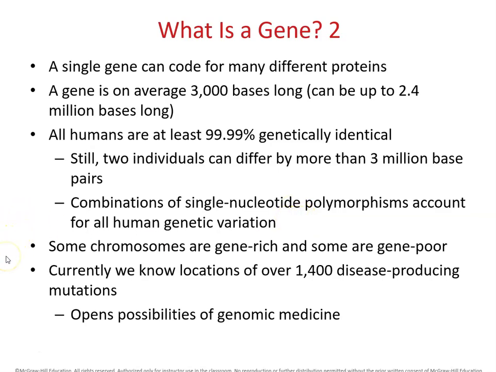We have 23 pairs of chromosomes. Of those chromosomes, some of them carry a lot of genes and some of them don't carry all that many genes. So in reality, some chromosomes are more important than other chromosomes. We know the exact location of 1,400 different mutations that can cause diseases. And this allows us some personalized medicine options where we target specific places on the genome and look to fix mutations that have happened at specific places.